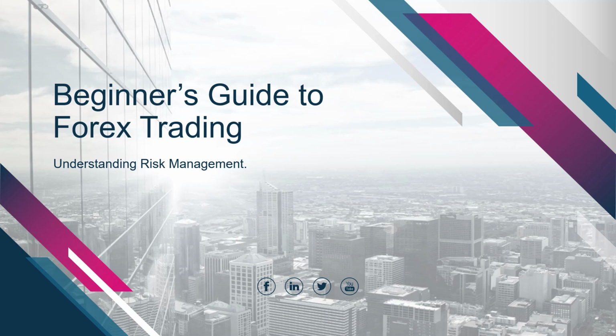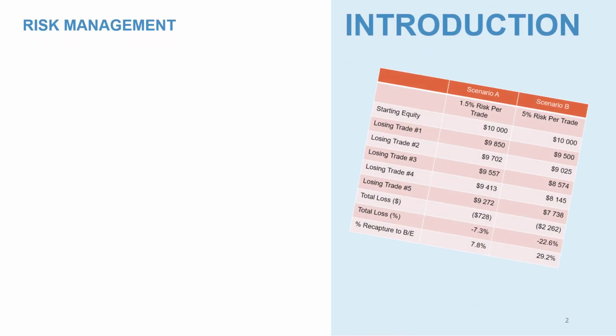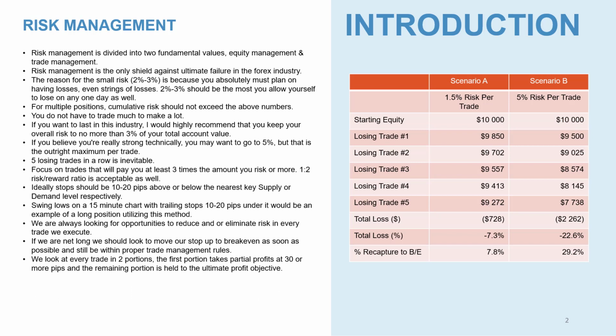So in this section we're going to look at some of the criteria and aspects that you need to put into consideration for you to come up with a proper risk management system. So what is risk management? Risk management is divided into two fundamental values. Number one, equity management, and number two, trade management. Risk management is the only shield that you have against ultimate failure in the forex industry.